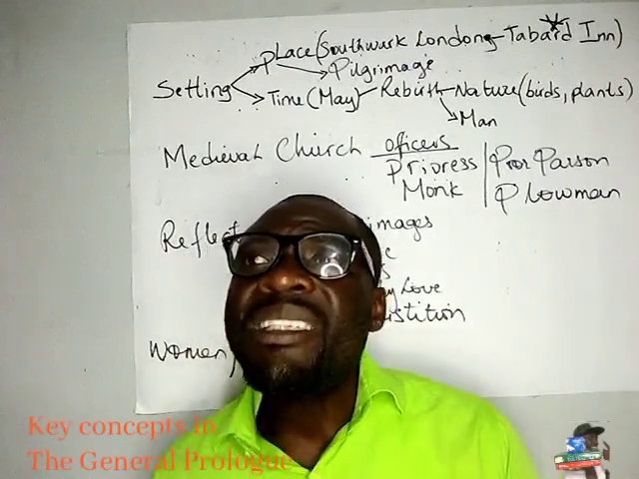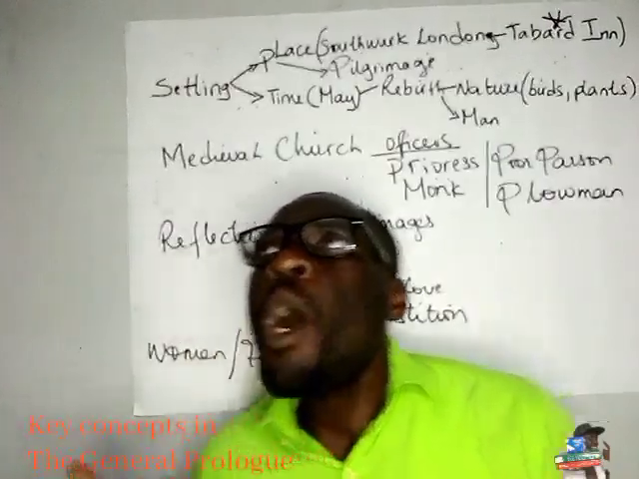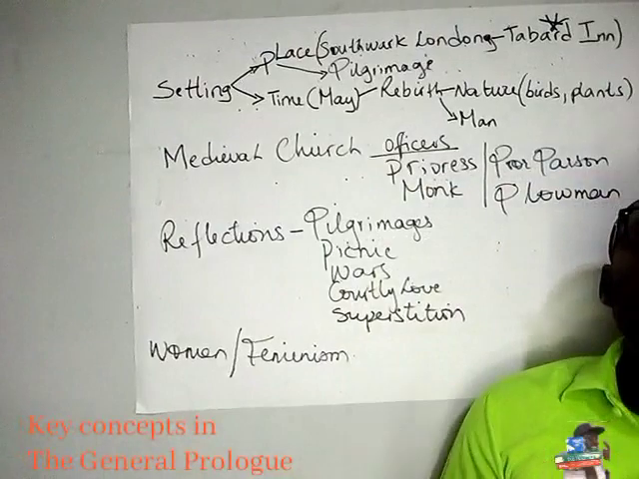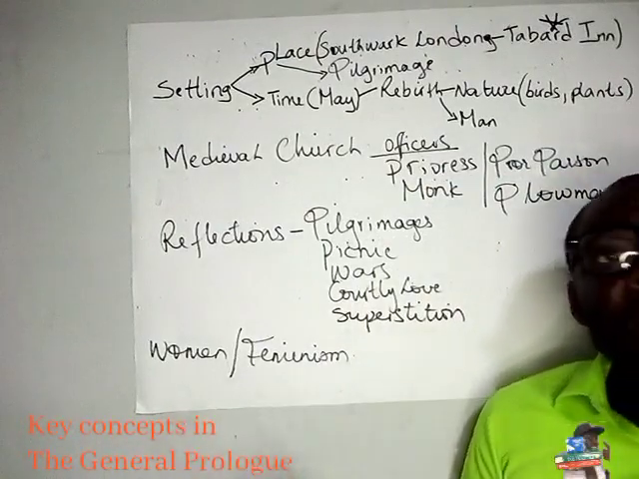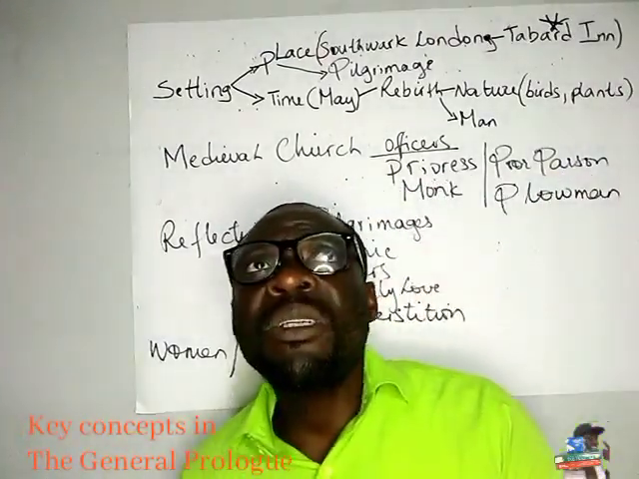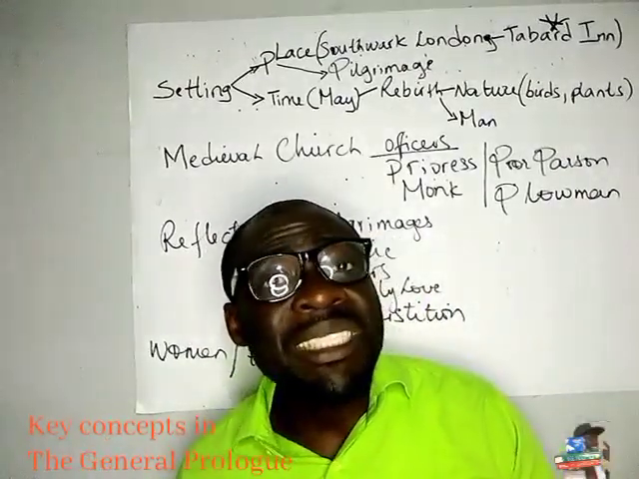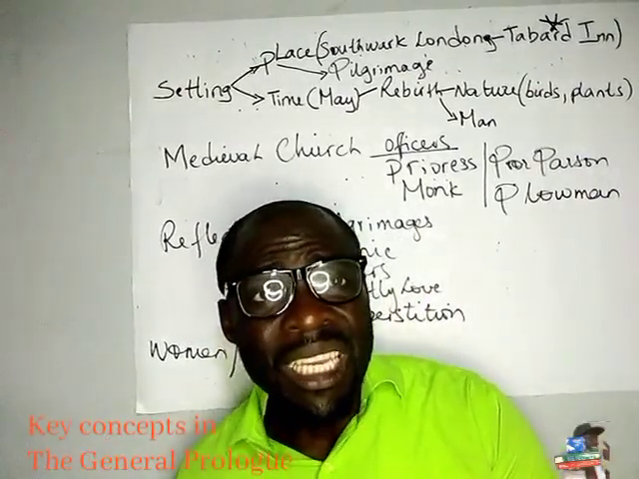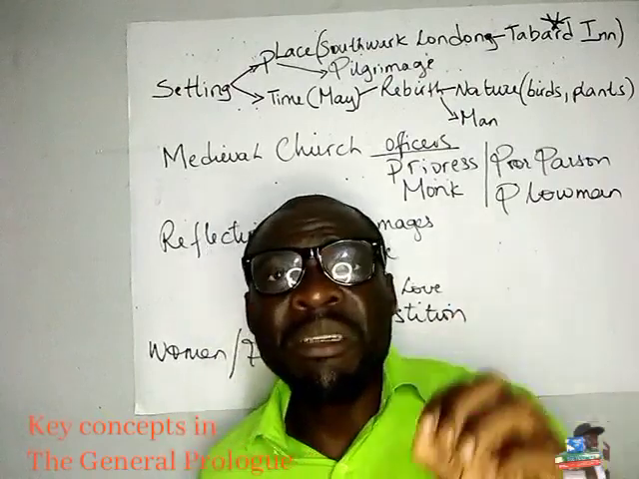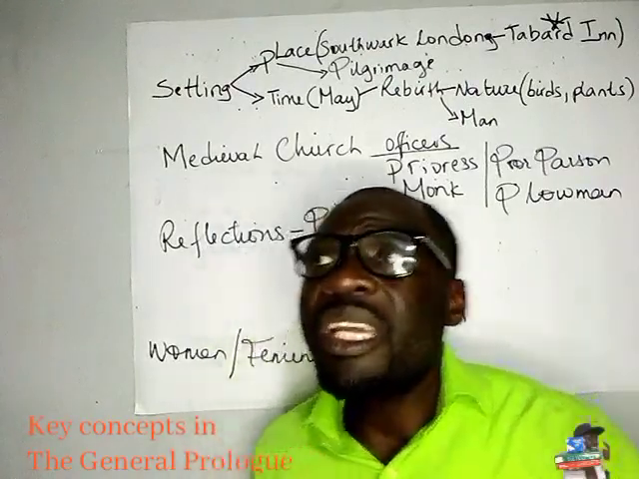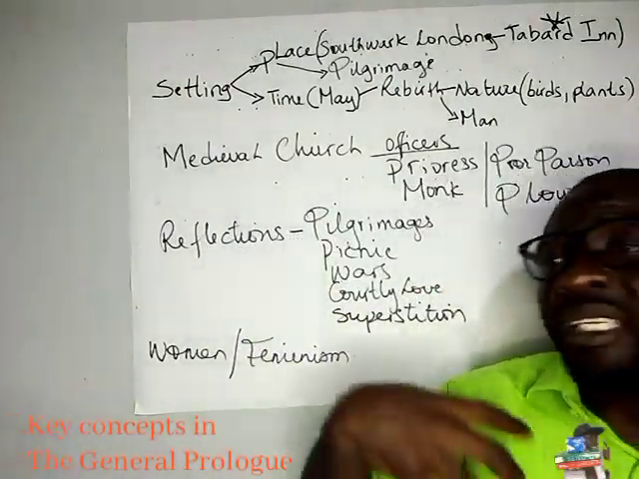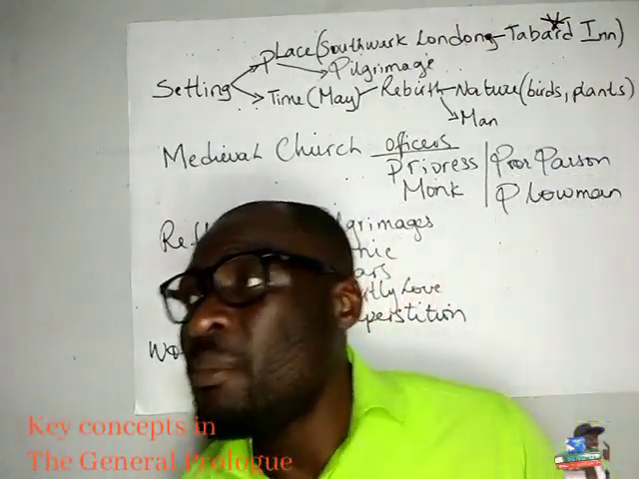It means that pilgrimages were more or less a commonplace phenomenon at the time. We are also told that pilgrims like the Wife of Bath have been on several pilgrimages, which means that it was not a new thing. It was something very common at the time. So it's a reflection of that period too. A case in point is the pilgrimage that 29 pilgrims are embarked on.